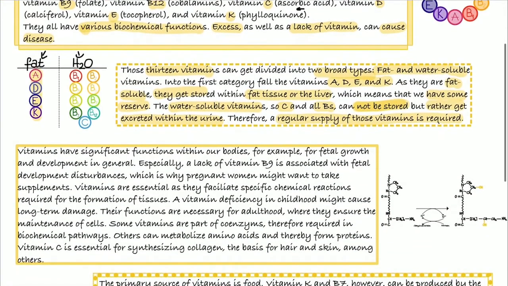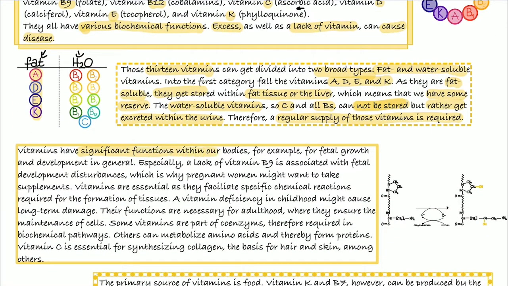So, vitamins have significant functions within our bodies. For example, when we're talking about development in general, but also and especially for fetal growth, you might have heard that a lack of vitamin B9 is associated with fetal development disturbances. And therefore, pregnant women might want to take supplements. Furthermore, vitamins are essential because they can facilitate specific chemical reactions required for the formation of tissues. And a vitamin deficiency in childhood might therefore cause long-term damage.